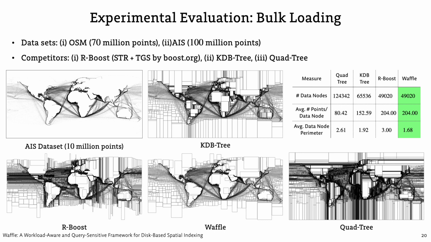We also have a small table where we measure three different metrics: number of data nodes, average number of points per data node, and average data node perimeter. In each of these three cases, Waffle produces the most desirable values.